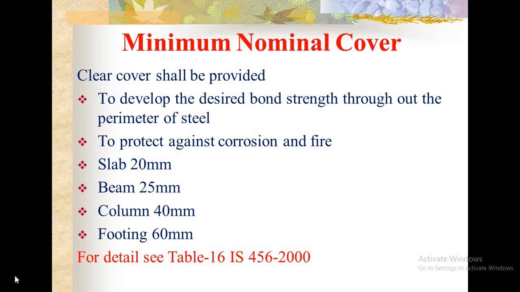Now we are going to discuss important points from IS 456. First one is minimum nominal cover. The clear cover shall be provided to develop desired bond strength throughout the perimeter of steel, to protect against corrosion and fire. The minimum cover required for slab is 20 mm, for beam 25 mm, for column 40 mm, for footing 60 mm.